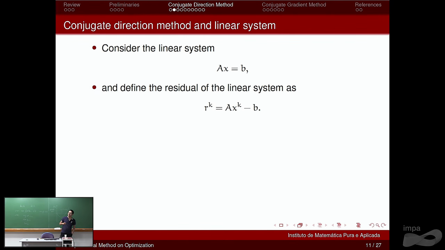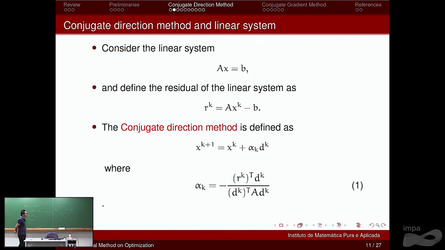So Rk is a residue at Xk. Okay, so the conjugate direction method is like this. Actually, it's a special case of the linear line search scheme. So you get the next iterate by Xk plus step size times direction.